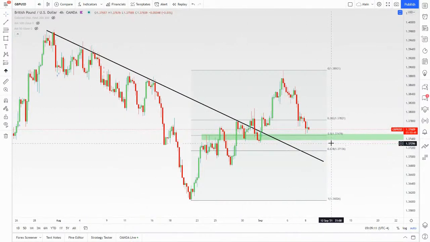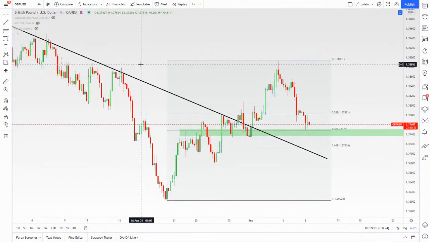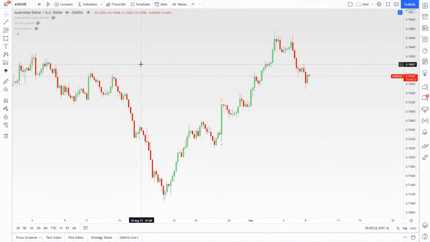So again, pound dollar looking interesting here today. Maybe we get a little bit of a deeper retracement there at the 50%. We'll have to keep an eye on that one. Speaking of some of those commodity currencies, let's go take a look at the Aussie dollar today.